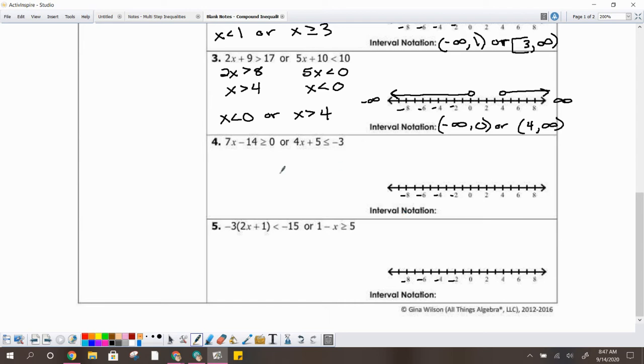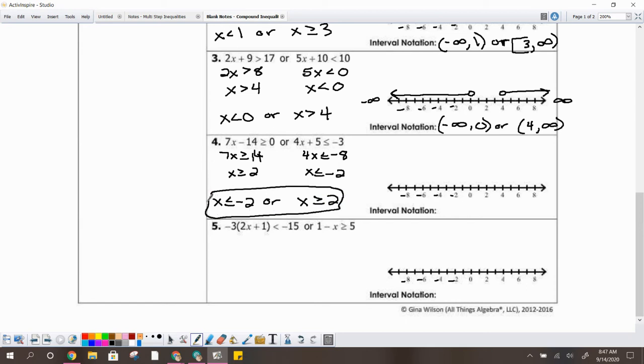For number 4, we're going to add 14 to both sides first. So we have 7x is greater than or equal to 14. Divide by 7, and x is greater than or equal to 2. Over here, subtract 5 from both sides. So we're going to go ahead and get a negative 8 over here. We're dividing by a positive 4, so the sign stays the same. And that'll get us a negative 2. So our answer, we're going to write our negative one first. X is less than or equal to negative 2, or x is greater than or equal to 2. Okay, so this is our answer.